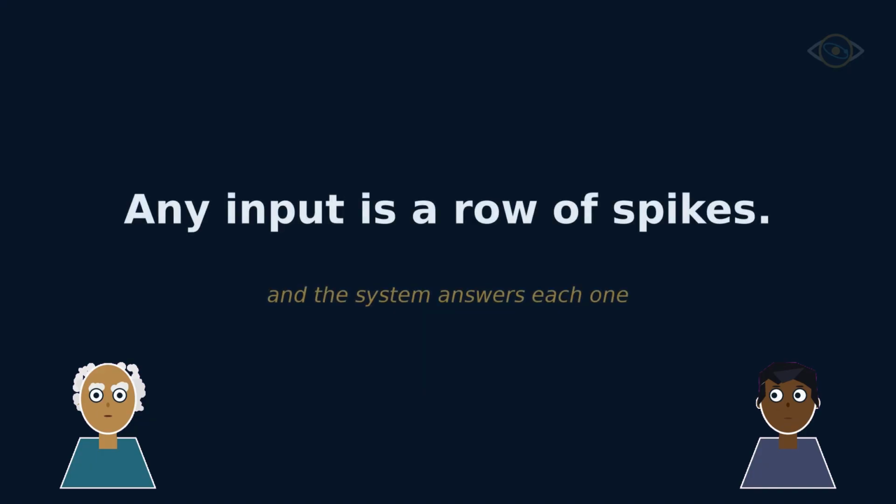Now, the trick: think of any input as a dense row of tiny spikes, each scaled by the signal's value. The system responds to every spike with a scaled, shifted copy of its impulse response. And the total output is the sum of all those overlapping echoes, which is exactly the slide and add we just watched. So the system's whole behavior is one convolution.